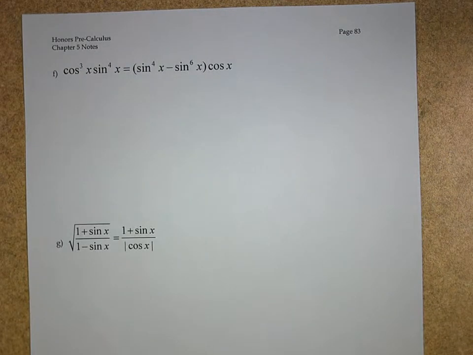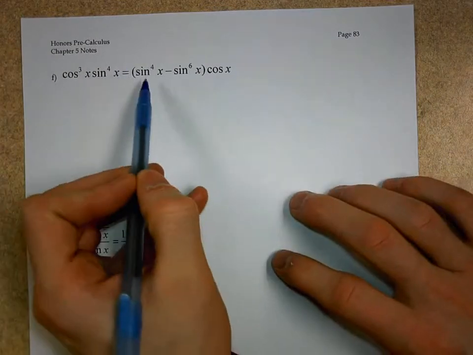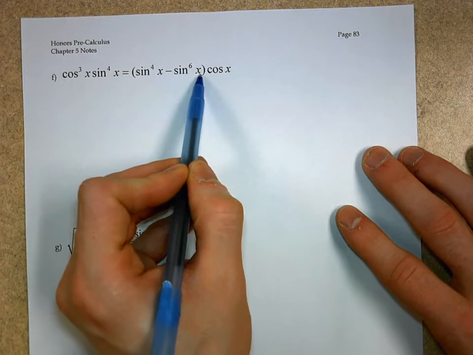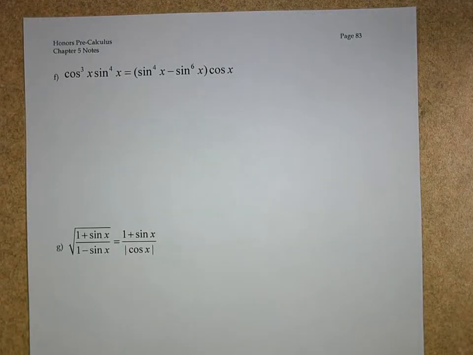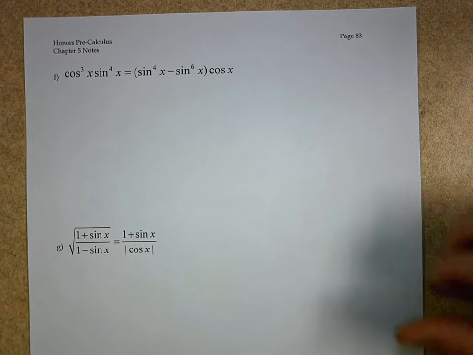Now right here, a lot of students will want to fall into the trap of saying, okay, sine to the fourth of x minus sine to the sixth of x is going to be a minus sine squared of x, and just leave it at that. However, we can't really do that with exponents. We need to factor out.